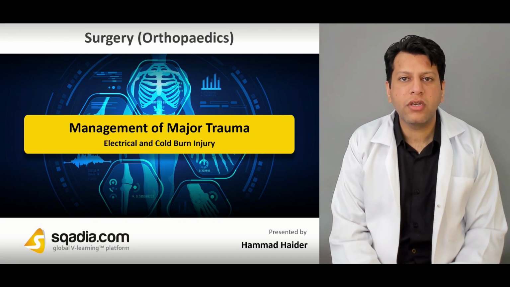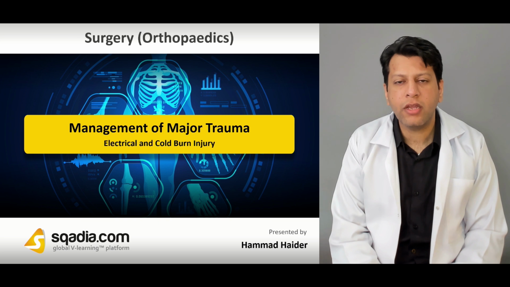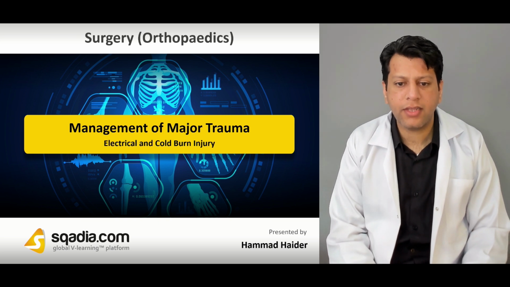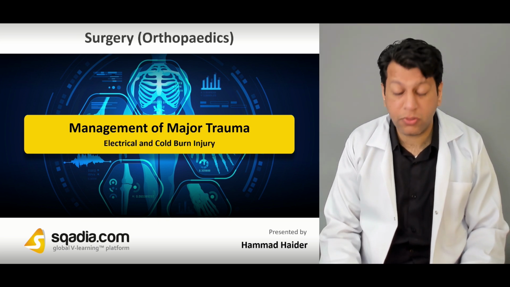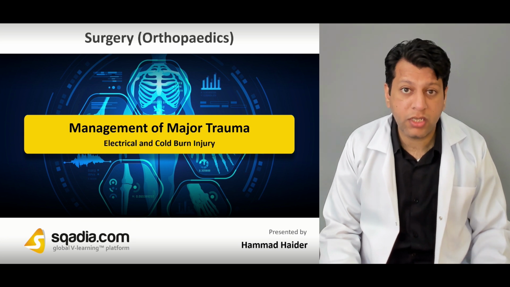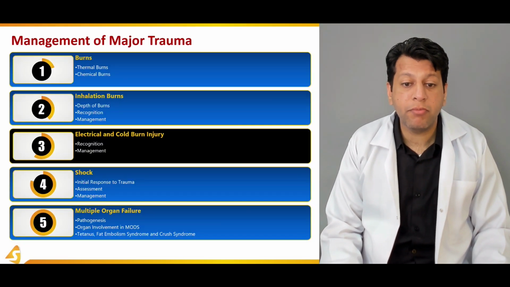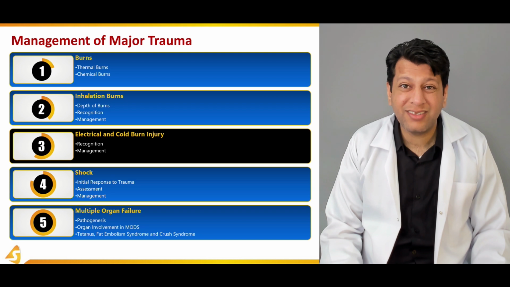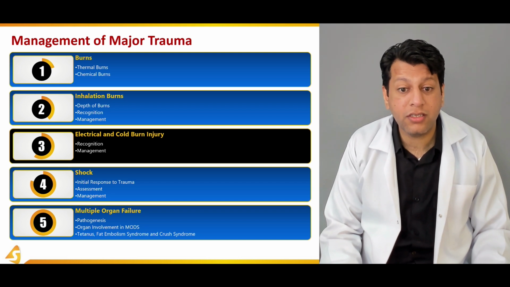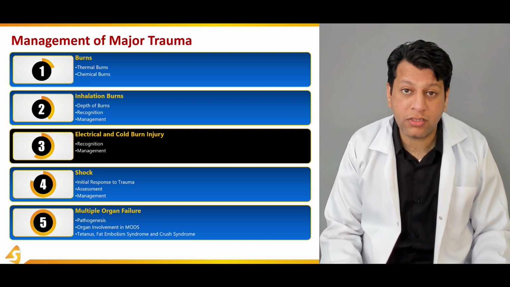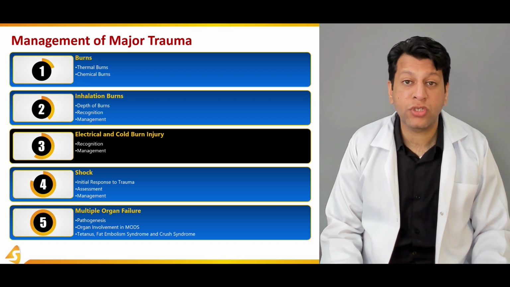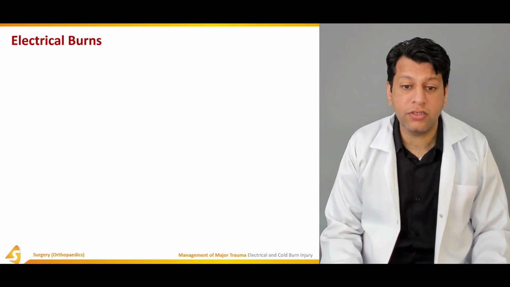Now we are moving on in our third section to some of the rare forms of thermal injuries, that is electrical and cold injuries, because although they are rare, they are also very important at times. We'll be briefly going through how to recognize electrical injuries and how to manage these electrical and cold injuries such as frostnip, frostbite and severe cold injuries.